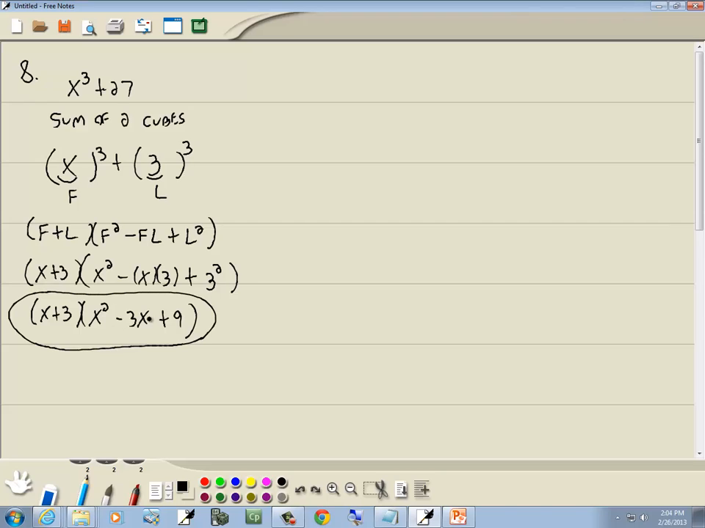Now this looks like you could use the PSD method on it, but you can't. Unless it's just totally bizarre, I've never been able to use a PSD or key number to go further on these, for the sum of two cubes and difference of two cubes.